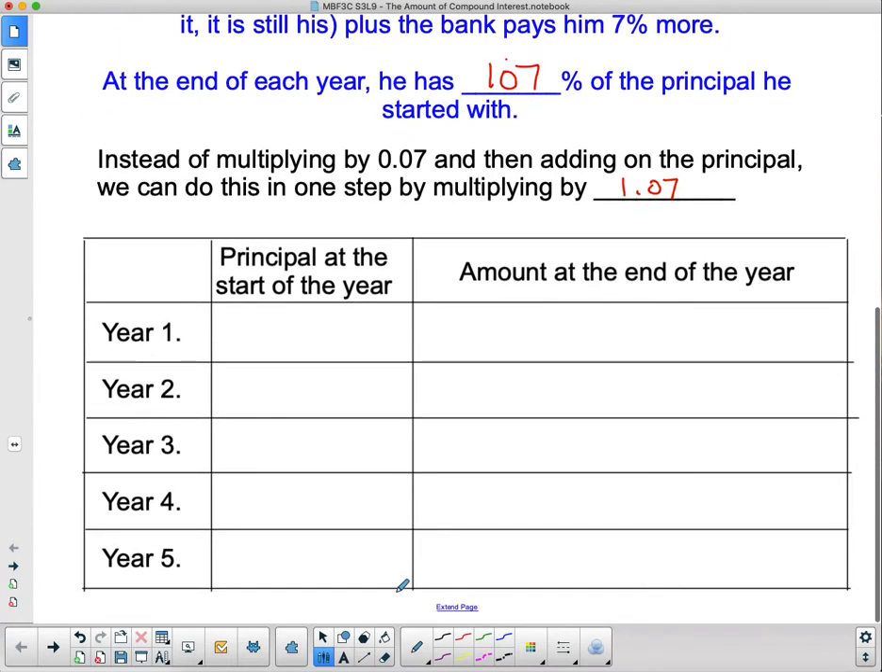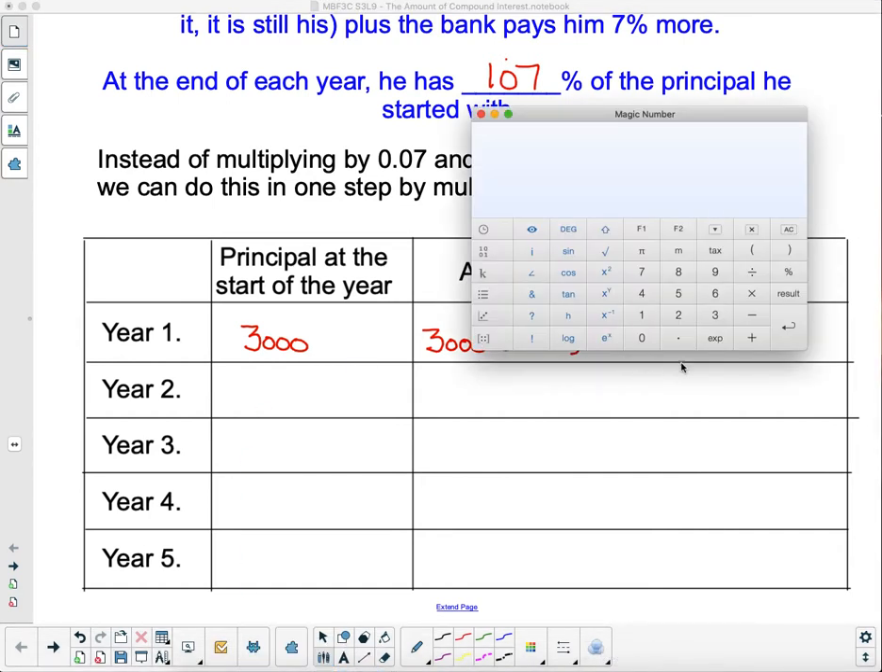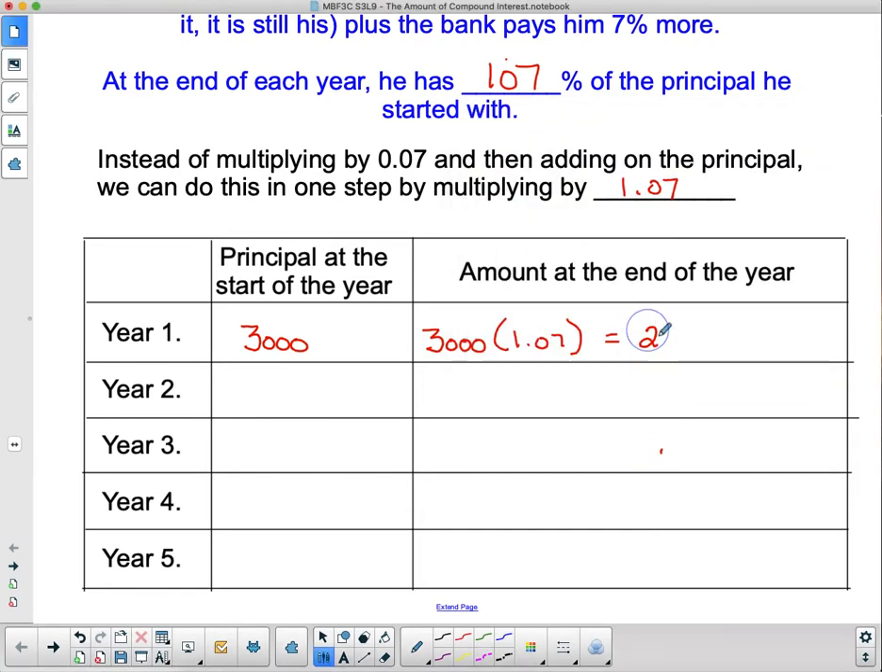Here's how this is going to work. The principal at the start of the year is $3,000. The amount at the end of the year, we have to do $3,000 times 1.07. Let's get that as a calculation. 3,000 times 1.07 is 3210. Now, at the beginning of the next year, they have 3210.